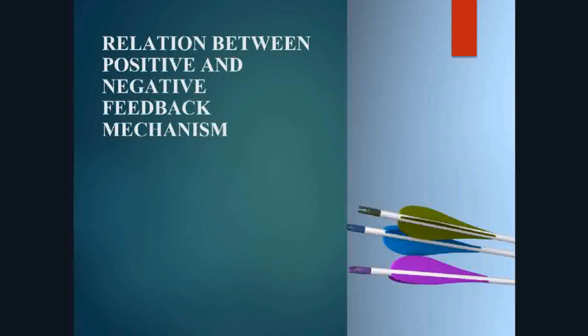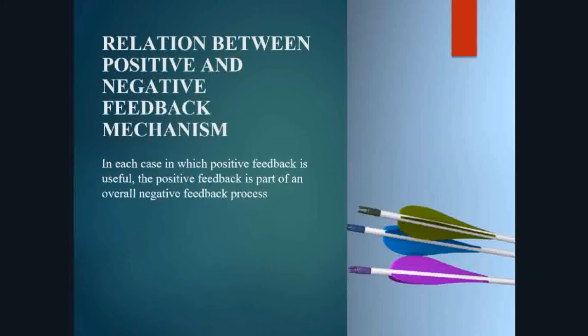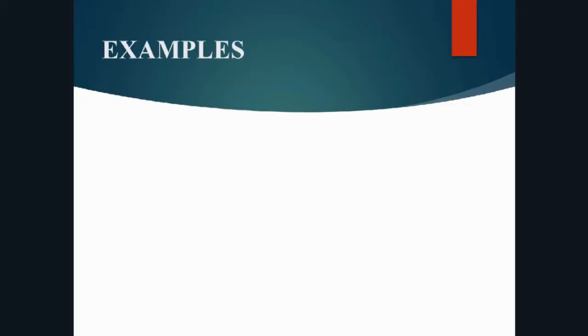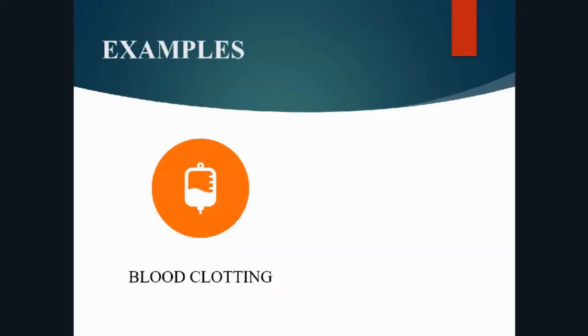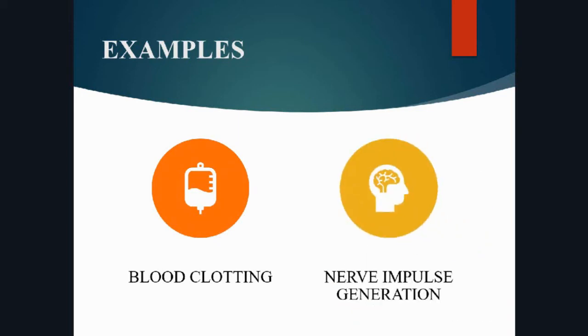Both the feedback systems are related in a way that the useful positive feedback cycles are always a part of an overall negative process. For instance, in case of blood clotting, the positive feedback clotting process is part of an overall negative feedback process for the maintenance of normal blood volume. Also, the positive feedback that causes nerve signals allows the nerves to participate in thousands of negative feedback nervous control systems.